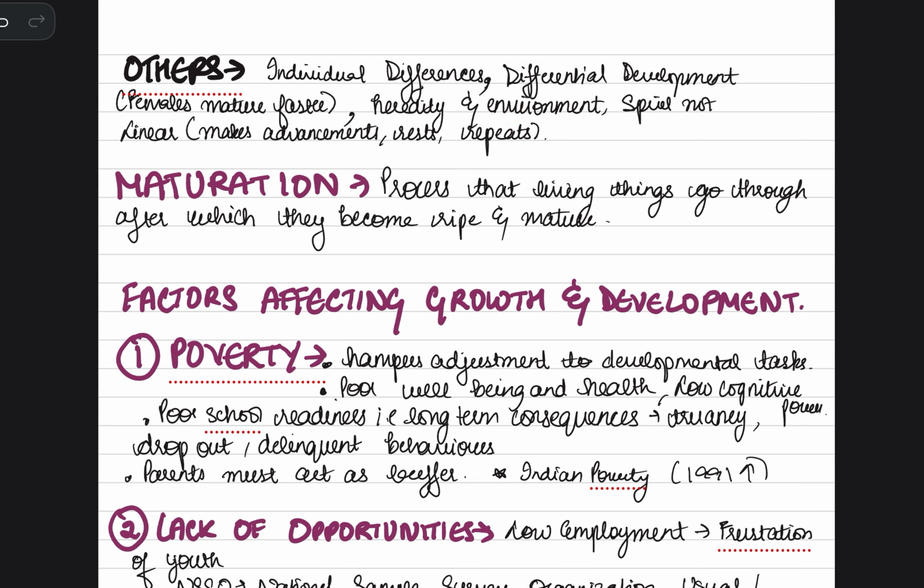So linear is something that goes straight, and why is it not linear, and spiral, is because we believe that in development an individual makes advances. It's not like they keep on advancing in the same pattern. They make advances, they take a rest, again they make advances, they take a rest, they learn more, they rest. So the development is said to be spiral, not linear. That is, it is not the same, it is undulating, it comes with fluctuations, let's say.